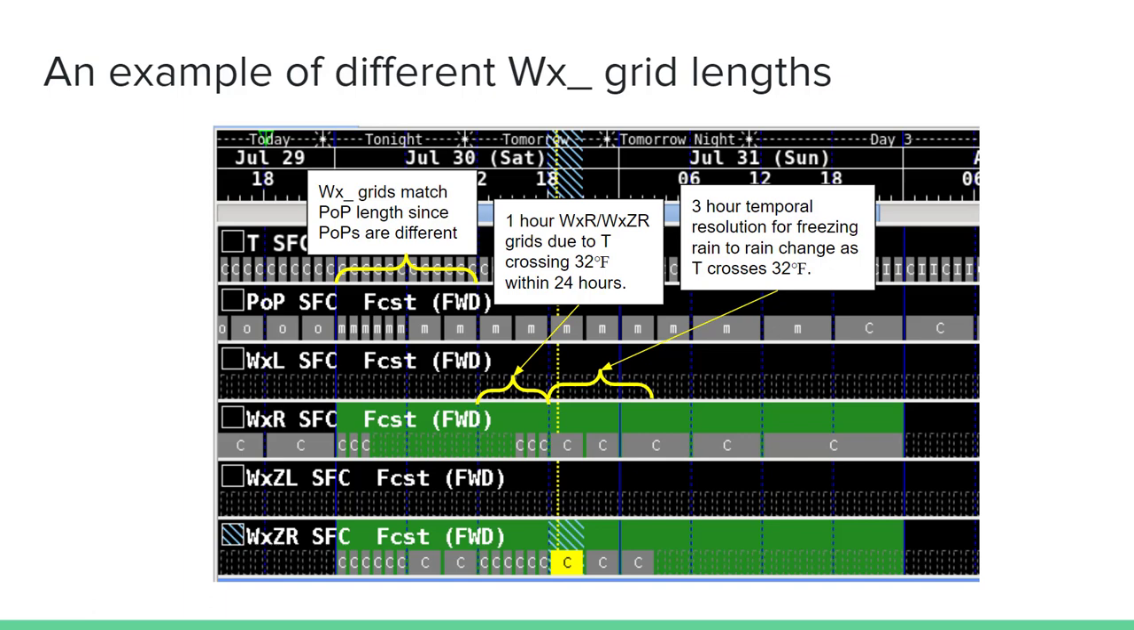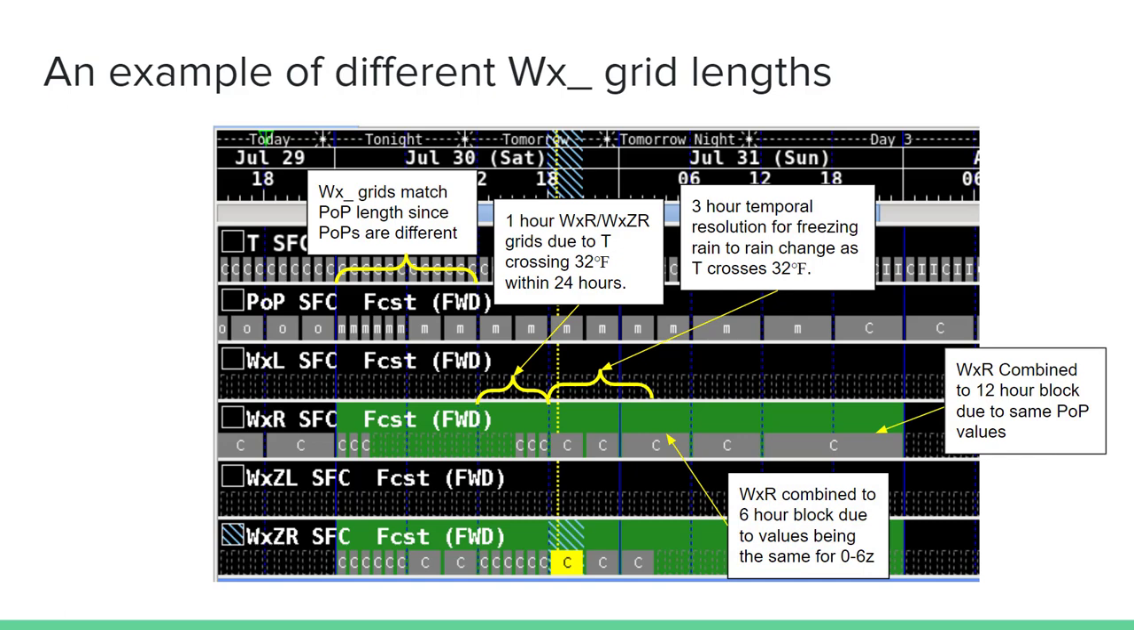At this point, if we were to look at these weather type grids, you would see rain and freezing rain in the forecast for the same points, signaling that during that 3-hour period, the temperature will both be above and below freezing. So both weather type forecasts are valid. Finally, you'll see that the weather type for rain, or WXR, is combined to a 6-hour grid tomorrow night and 12 hours after that, only because the smaller resolution weather type grids for rain were identical and it could be combined into a single grid.